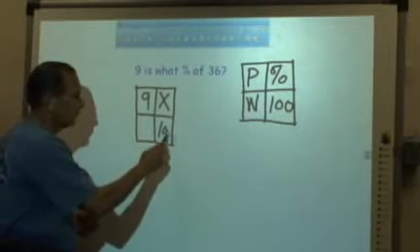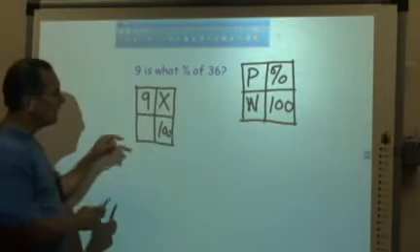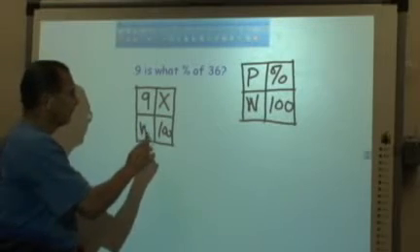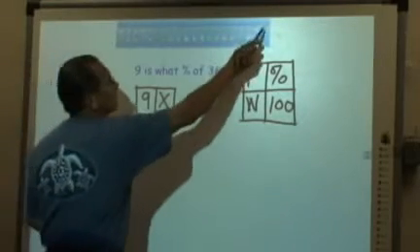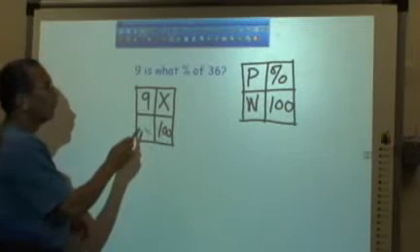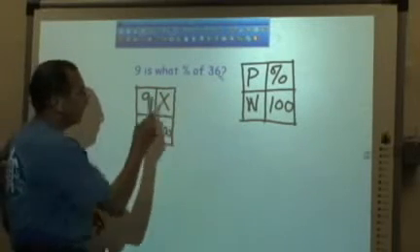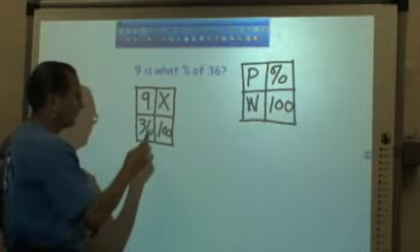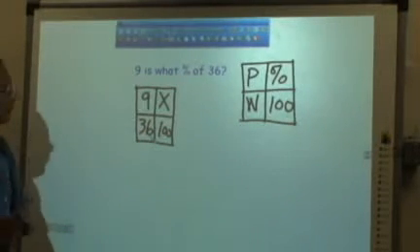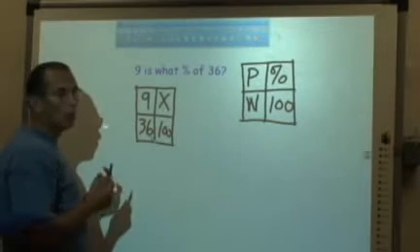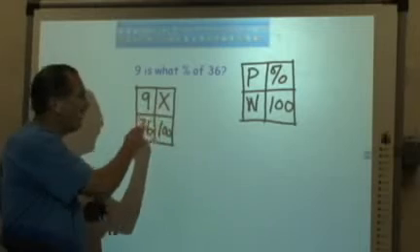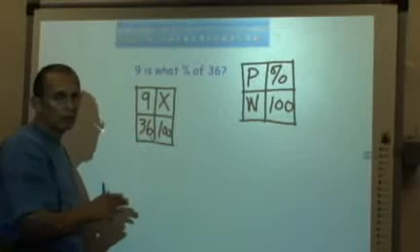100 always goes down here. And right here, we're going to be putting the whole of 36. Okay? So, we're going to follow the exact same procedure we did before. We're going to do what? We're going to multiply the two numbers across from each other and divide by the number across from the unknown.